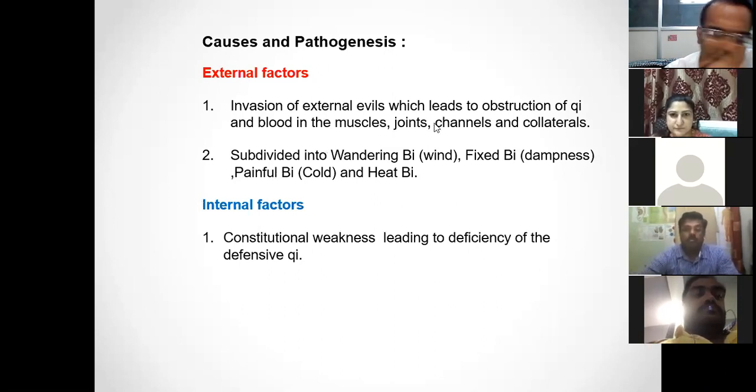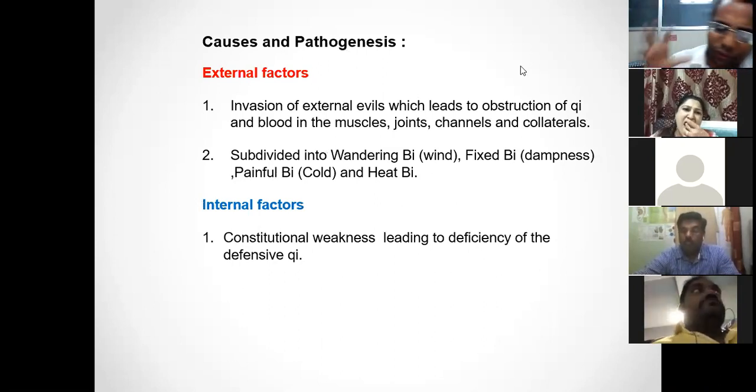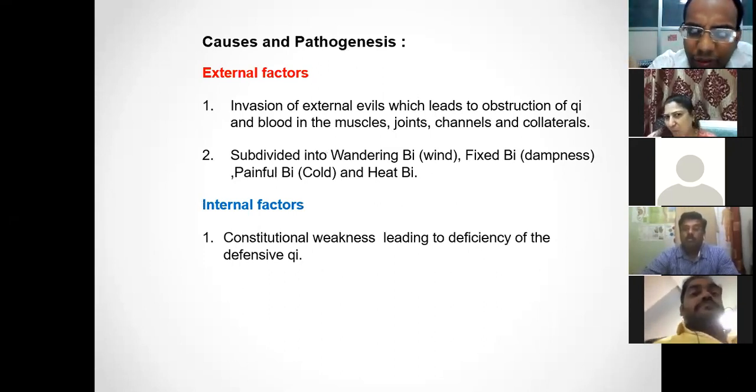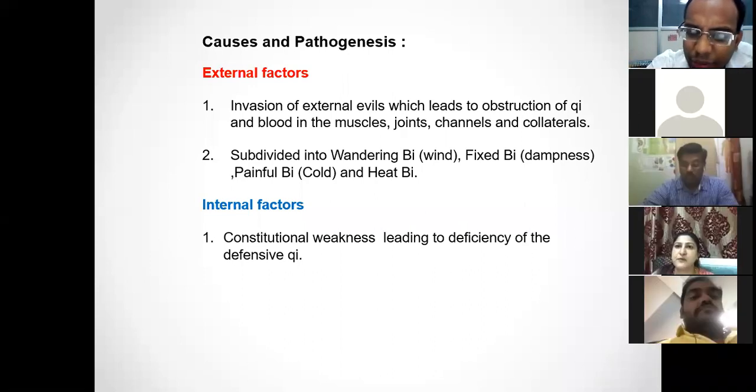One is wandering: the patient has pain here, sometimes there, a fluttering pain. One is fixed: you will see a certain area with a fixed pain. One is painful Bi: it's soreness in the knee or typical joints, finger joints and so on. One is heat Bi; I will explain it in the coming slides.